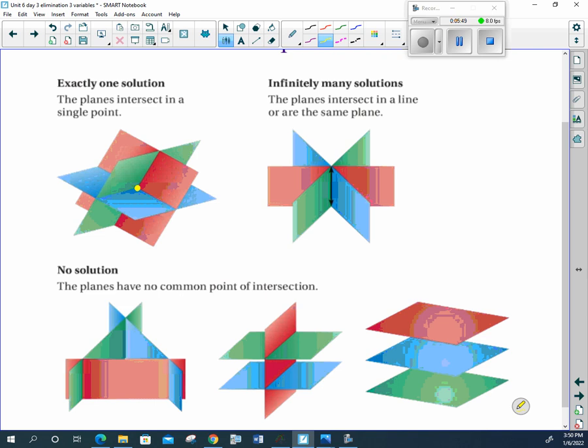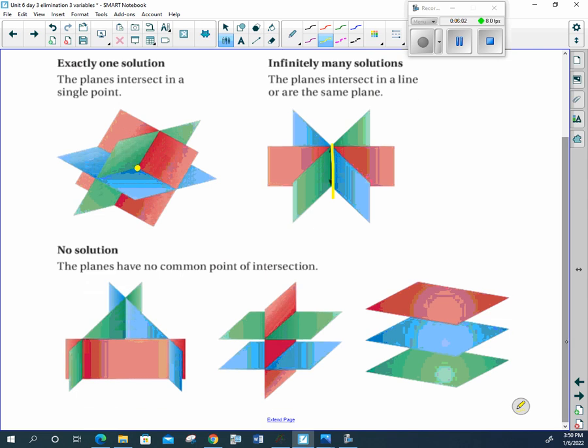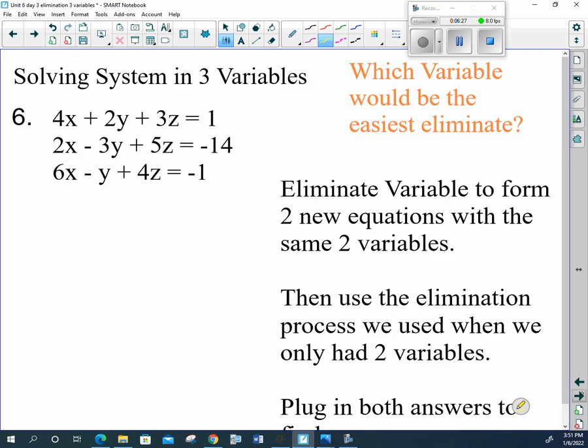Infinitely many solutions would be this picture over here on the right, where all three of these planes intersect in a line. And so that's going to give you infinitely many solutions. And then for the no solution scenarios, there's three shown here. They're no solution because you have to have all three planes intersecting each other at the same time. The one on the right doesn't even intersect at all, but the other two on the left only intersect two planes at a time, not all three at once. So that's no solution. So we could have one point, infinitely many, or no solution, just like we did with two variables.